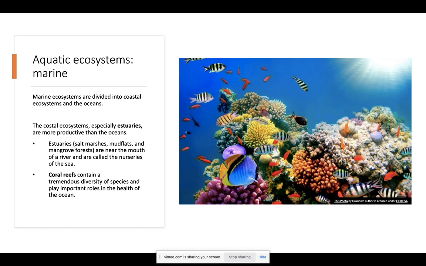I do want you to know the term estuaries as it's pretty important. These are just near the mouth of a river, and they're called nurseries of the sea. So these are your salt marshes, your mud flats, and your forests. So estuaries are near the mouth of a river. That's pretty much what you should know. So estuaries kind of nurture the river.